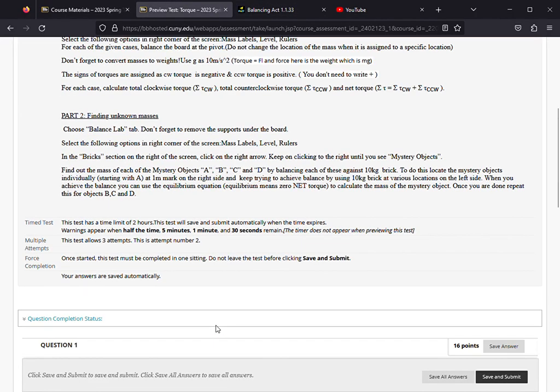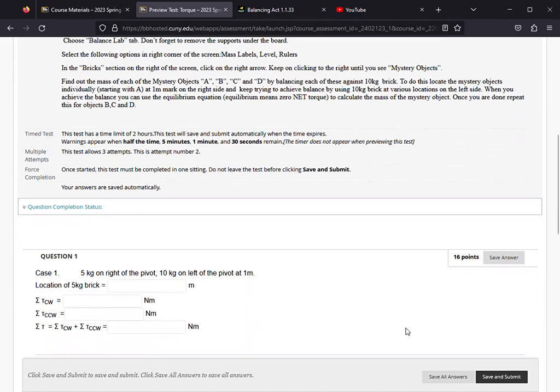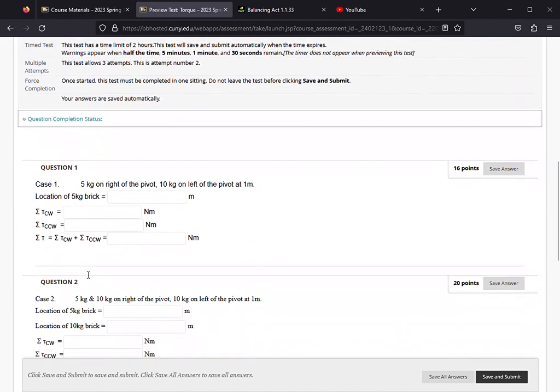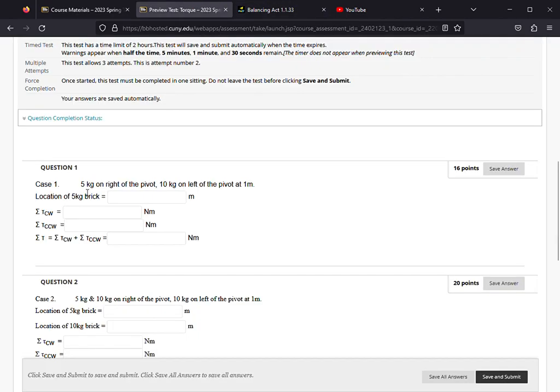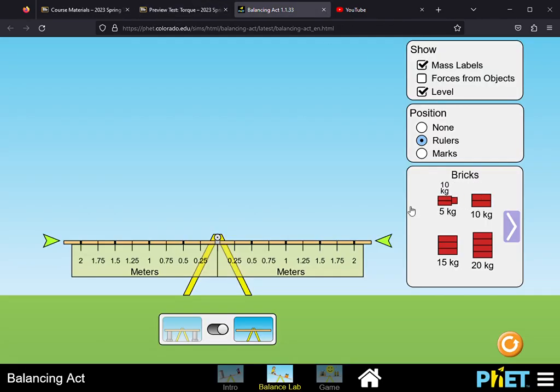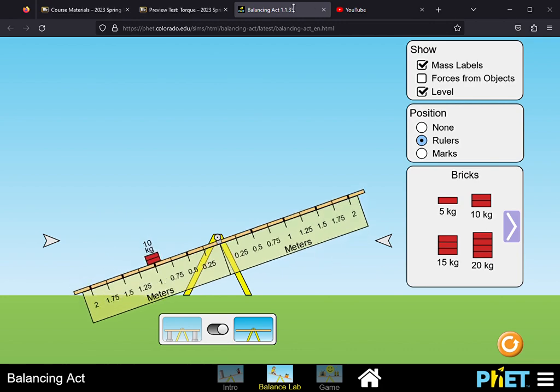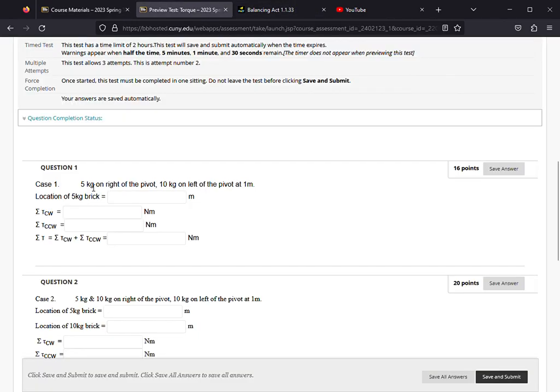The first question is two masses, one on the right, one on the left. Pivot is basically where your seesaw is balanced, which is this point here. On the left, it says 10 kilogram on the 1 meter mark. Let's do that: 10 kilogram on the 1 meter mark on the left. And you're supposed to balance this with 5 kilogram on the right of the pivot.